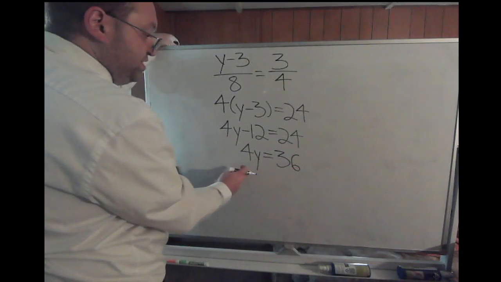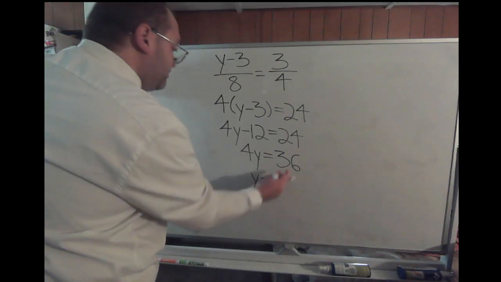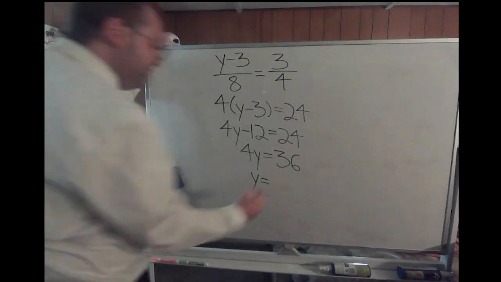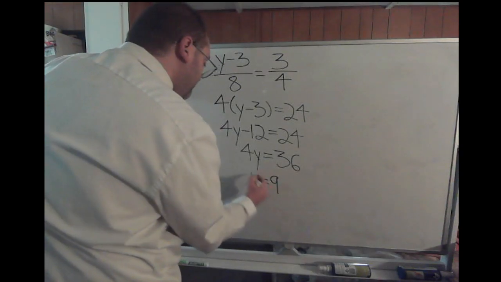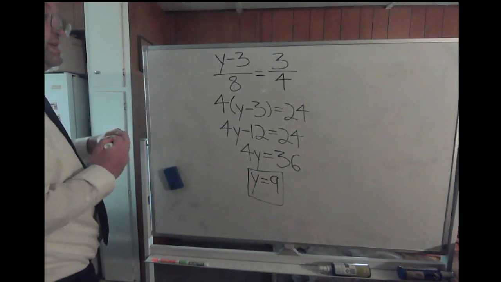Now you want to solve for y by itself. You got to divide both sides by 4. Do it to the left side, you just get y. On the right side, 36 divided by 4, that is 9. So the answer you should get for this is y equals 9.